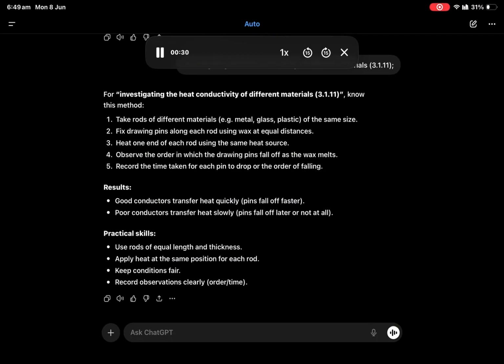Results: good conductors transfer heat quickly, pins fall off faster. Poor conductors transfer heat slowly, pins fall off later or not at all. Practical skills: use rods of equal length and thickness. Apply heat at the same position for each rod. Keep conditions fair. Record observations clearly. Order, time.